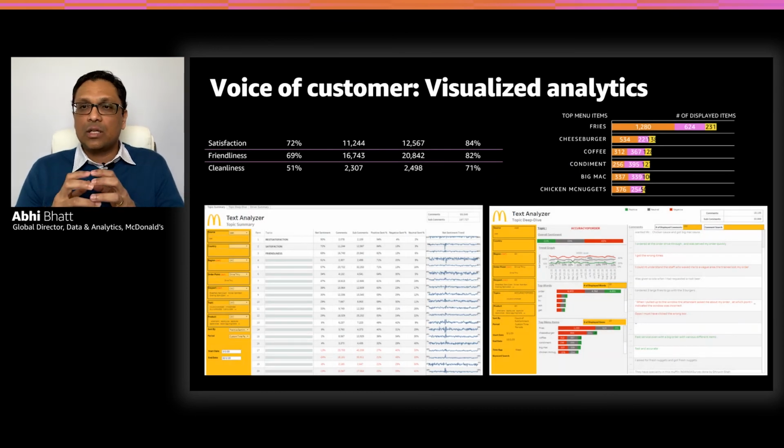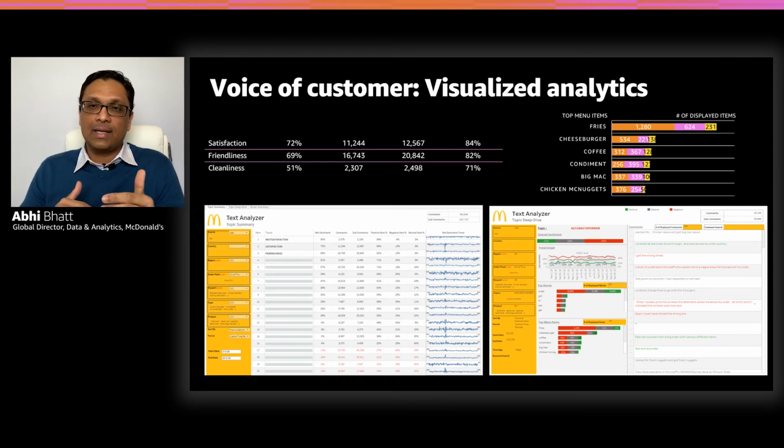Here's the visualization output from our text analytics solution. As you can see, we are looking at things like customer satisfaction, the friendliness of the staff, cleanliness of the restaurant, and then we look at from an overall comments, what percentage were positive, what percentage were negative. And this is the kind of the analysis or the output that the end consumers or the end business partners are looking at, and then determining what the next best action is.